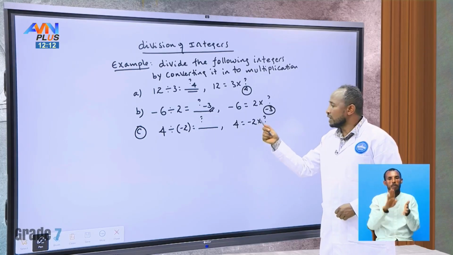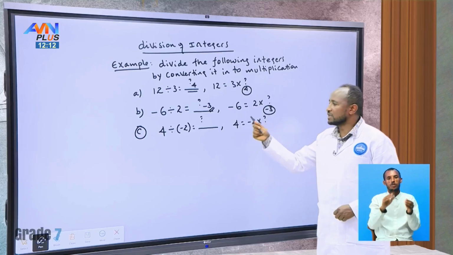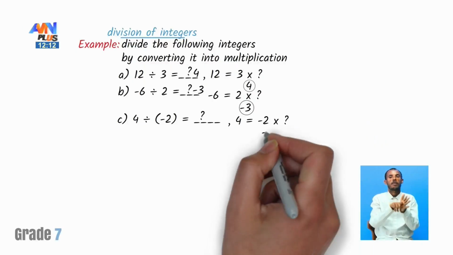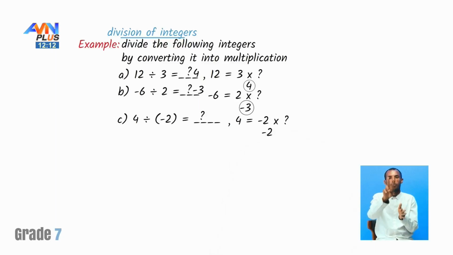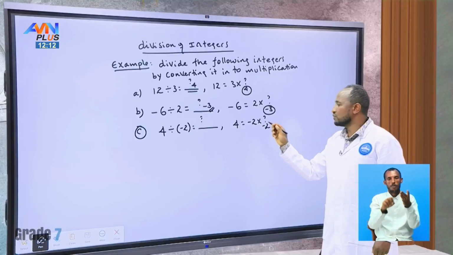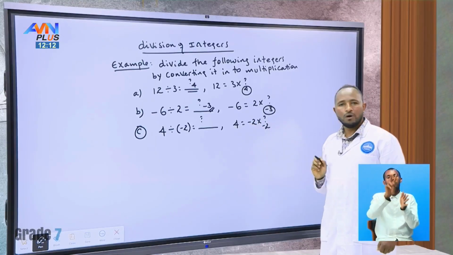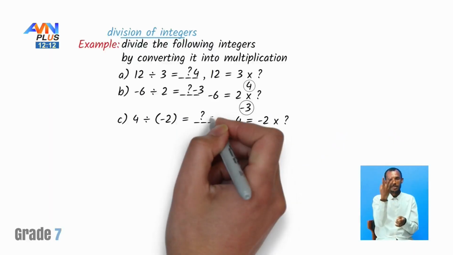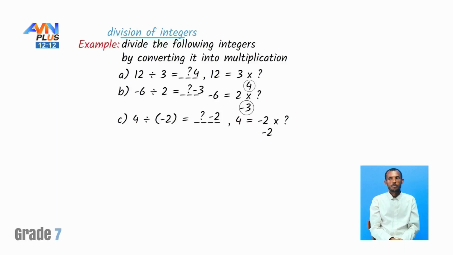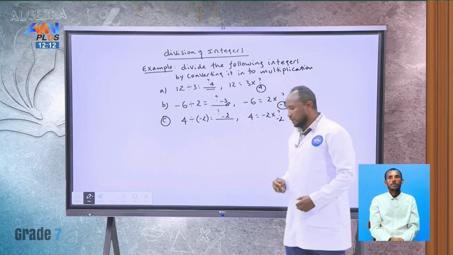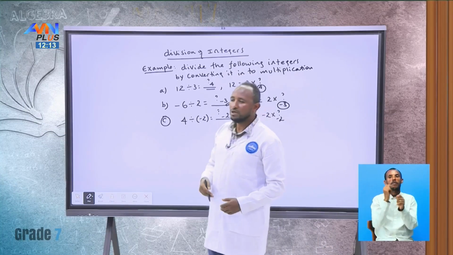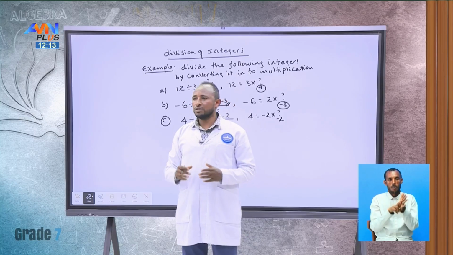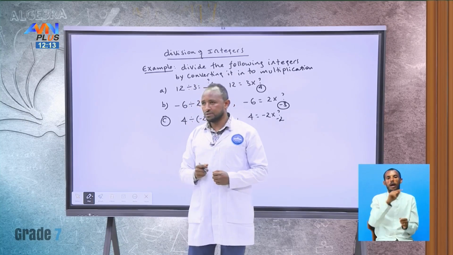So the product of two negatives, as we said, gives us positive. So the number here must be negative. Therefore, if you put negative 2 here, the product of negative 2 and negative 2 gives us positive 4. Therefore, the correct answer for this question will be negative 2. By the way, this is for the sake of activity. We will generalize, or we will put a rule for dividing integers.